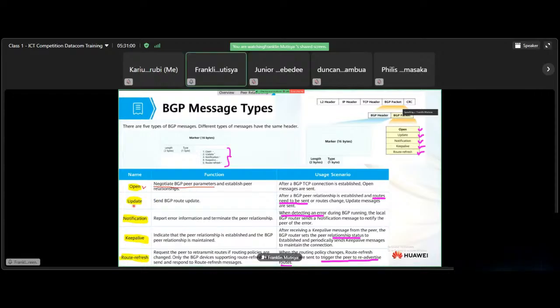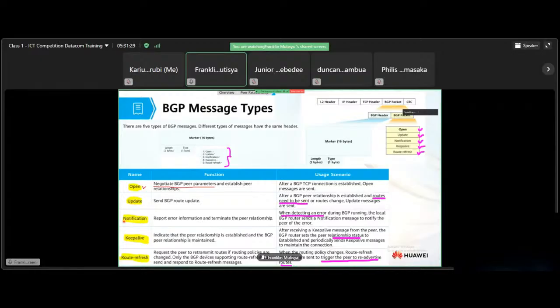Then we have the update message. The update message is sent to update routing information. Whenever a BGP router discovers a new route, it will send an update message to other peer devices. We use it especially after the relationship has been established and routes need to be exchanged between routers. That's when we send the update message.